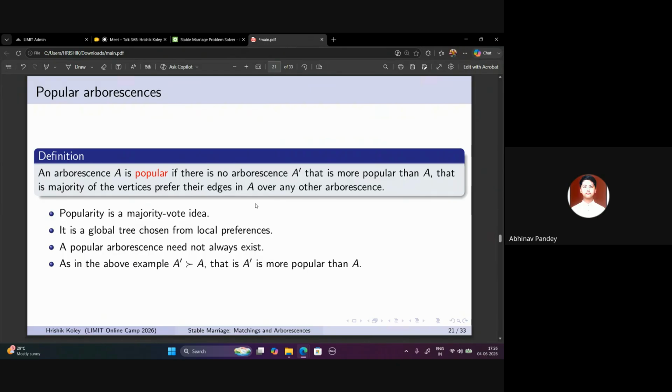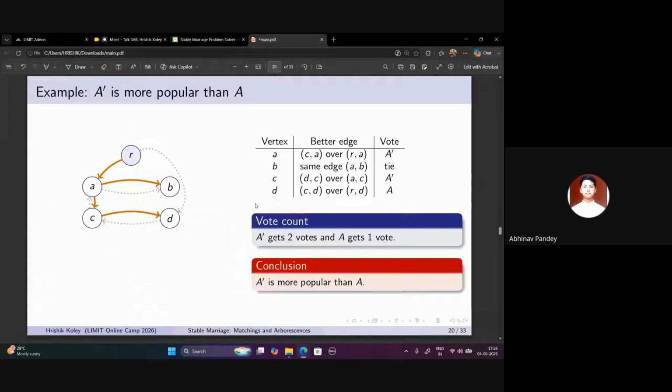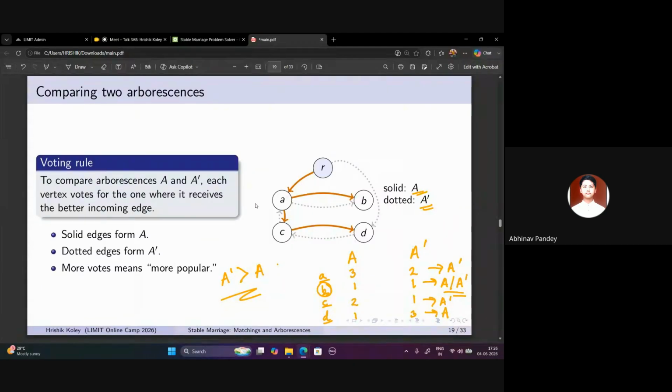In the chart that you made, can you show that slide, please? Yes, here. We can define a sum of these ranks and make a marking based system, and the one who gets the lower total marks wins. For A dash it is 2 plus 1 plus 1 plus 3, that is 7, and for A it is also 7. So according to that, A and A dash are equally popular.